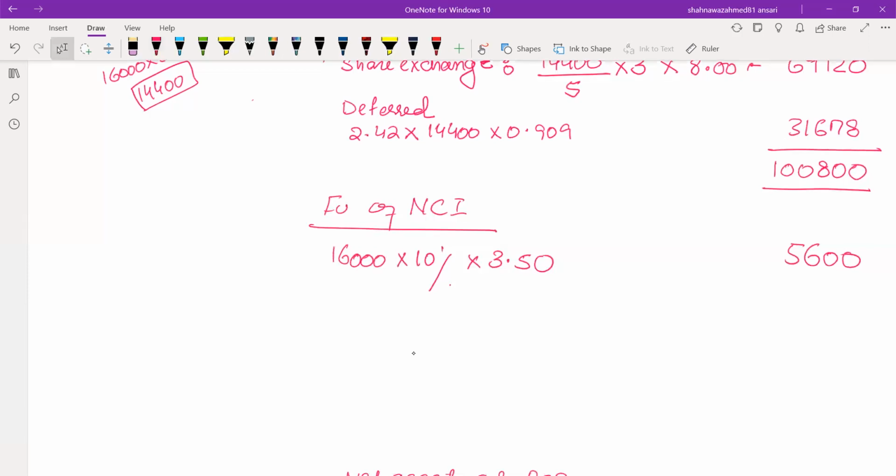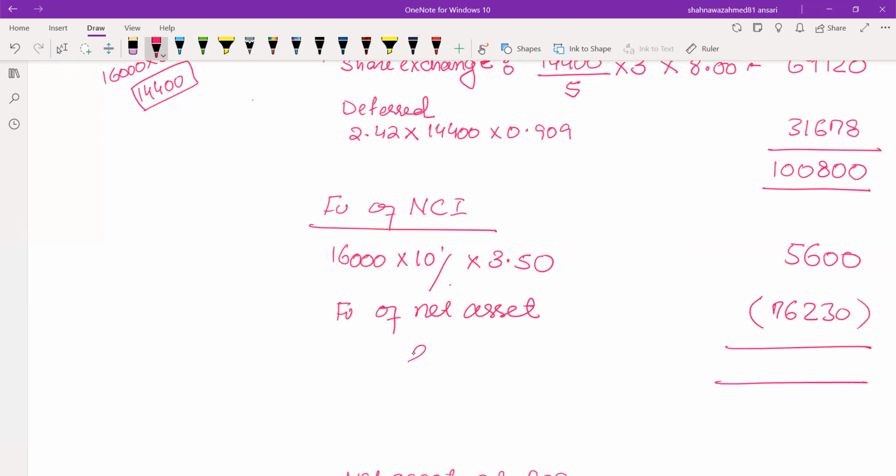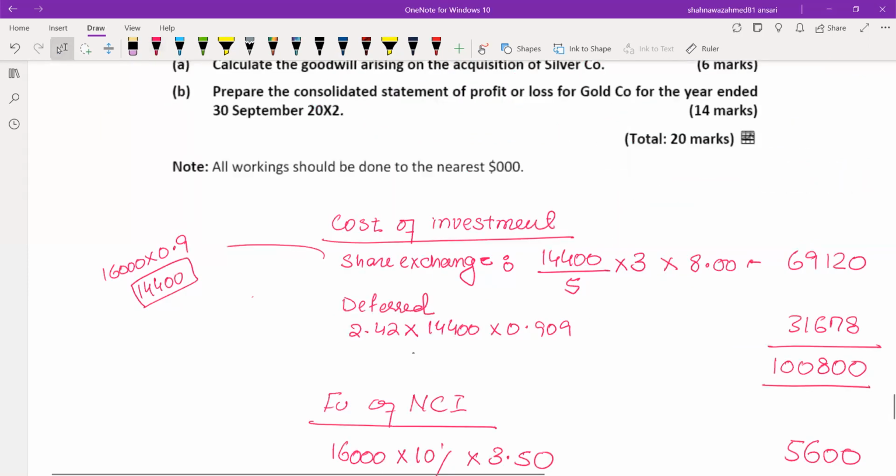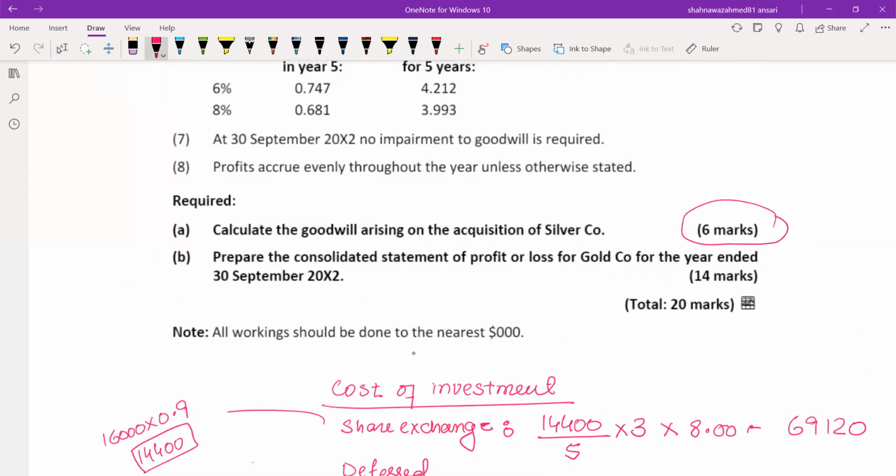So cost of investment, add fair value, deduct fair value of net assets at acquisition, that is 76,230. And we have goodwill at acquisition, which is 30,170. This is goodwill at acquisition. So I have done with my first requirement, goodwill at acquisition. Now, second requirement is to prepare the profit and loss account for the year ended, and it's a 9-month subsidiary.